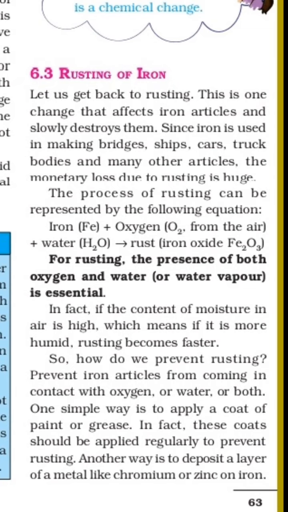Let us get back to rusting. This is one of the changes that affects iron particles and slowly destroys them. We are aware that rusting affects iron particles lying in open areas or where the humidity is more, and it destroys them. Iron is used for making bridges, we are aware that iron is the most useful material. It is used for making bridges, ships, cars, truck bodies and many other articles.